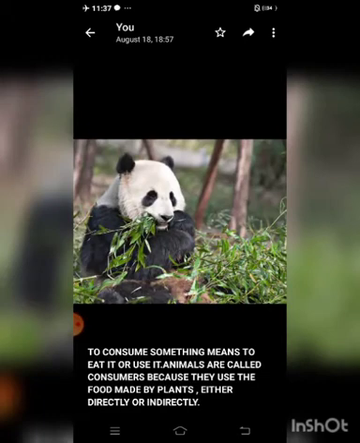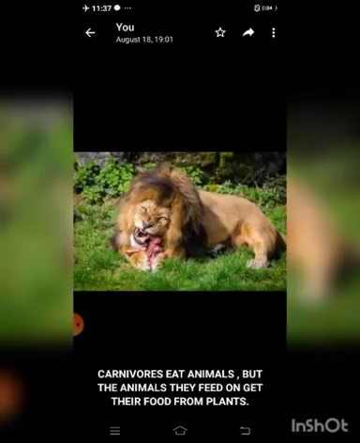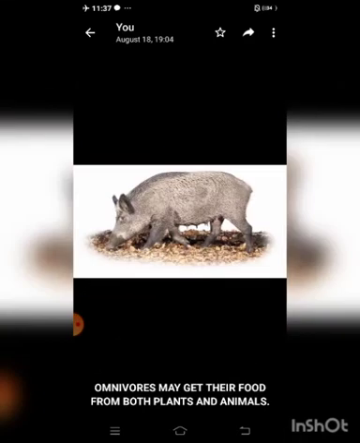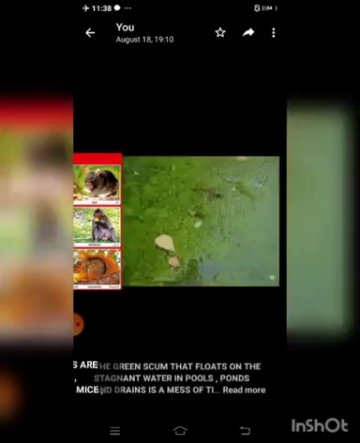To consume something means to eat it or use it. Animals are called consumers because they use the food made by plants either directly or indirectly. Herbivores eat only plants. Carnivores eat animals, but the animals they feed on get their food from plants. Omnivores may get their food from both plants and animals. Some examples of omnivores are human beings, chimpanzees, gorillas, bears, hedgehogs, mice, crows, and turtles.